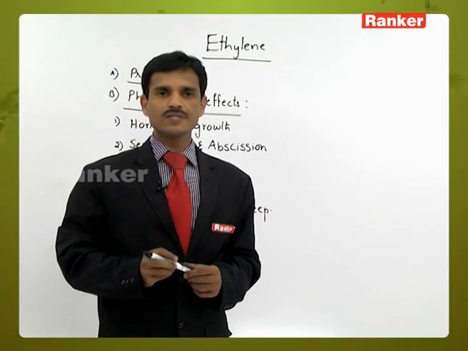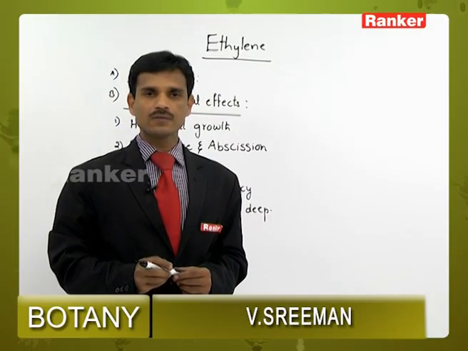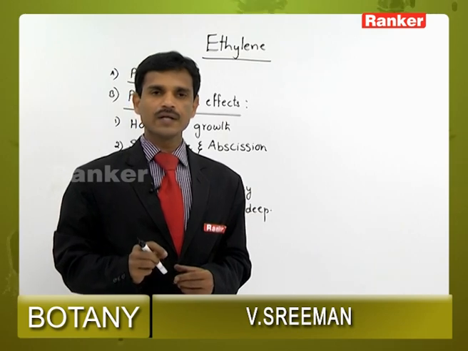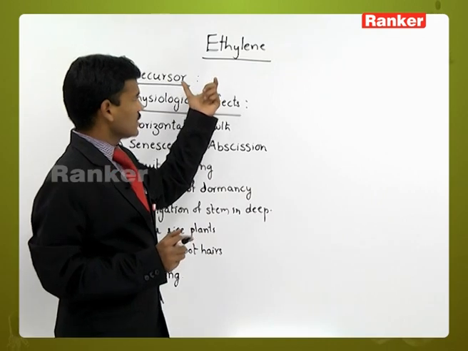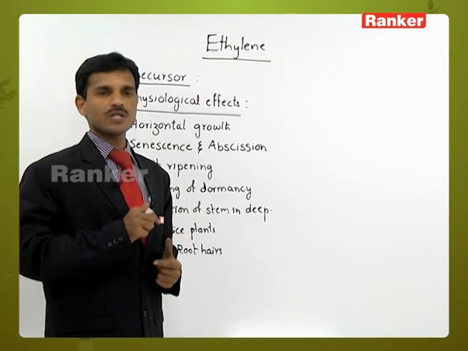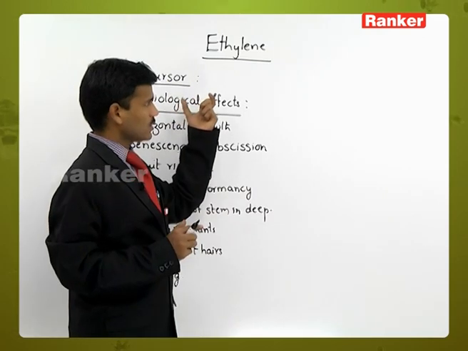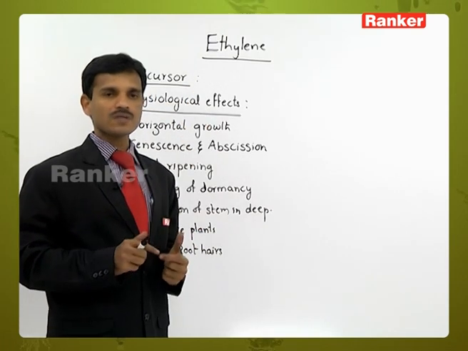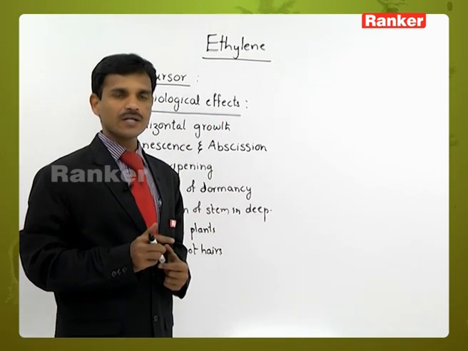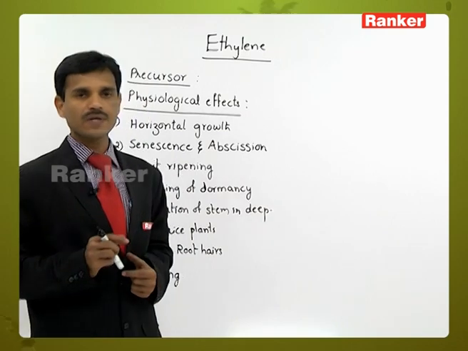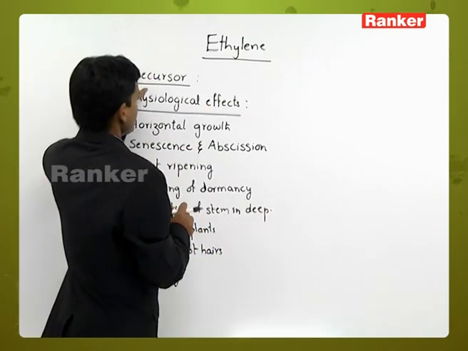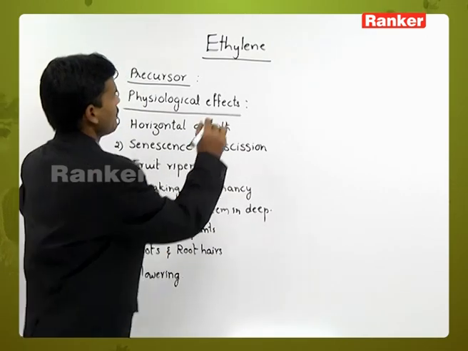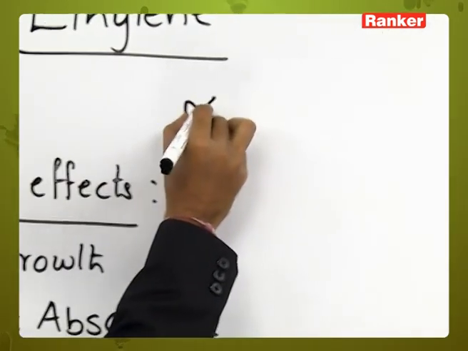Ethylene is a plant growth regulator and a plant growth inhibitor. It is involved in both promotion and inhibition, but most of its activities or functions are related to inhibition. That's why it is considered a plant growth inhibitor. It is synthesized from methionine, an amino acid.